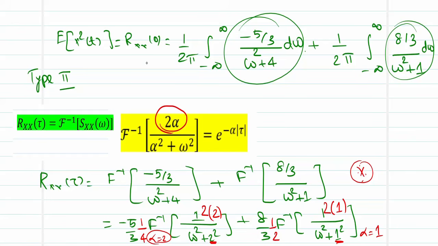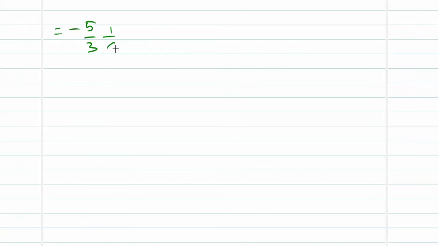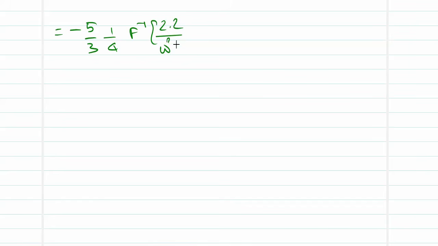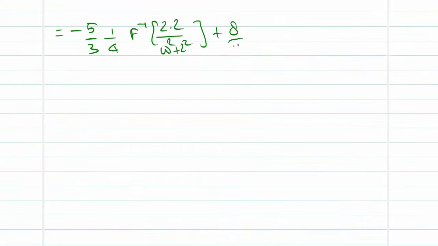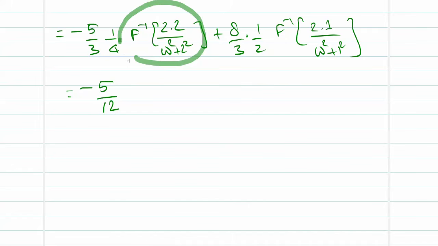So we move on with this in the next stage. So I have this to be equal to minus 5 by 3, and I have 1 by 4 with F inverse of 2 into 2 divided by omega square plus 2 square. The second factor, 8 by 3 into 1 by 2, F inverse of the required factor, which is 2 into 1 divided by omega square plus 1 square. So now I can replace this as minus 5 by 4 threes are 12, and this entire quantity can be replaced with that of e power minus alpha into modulus of tau.